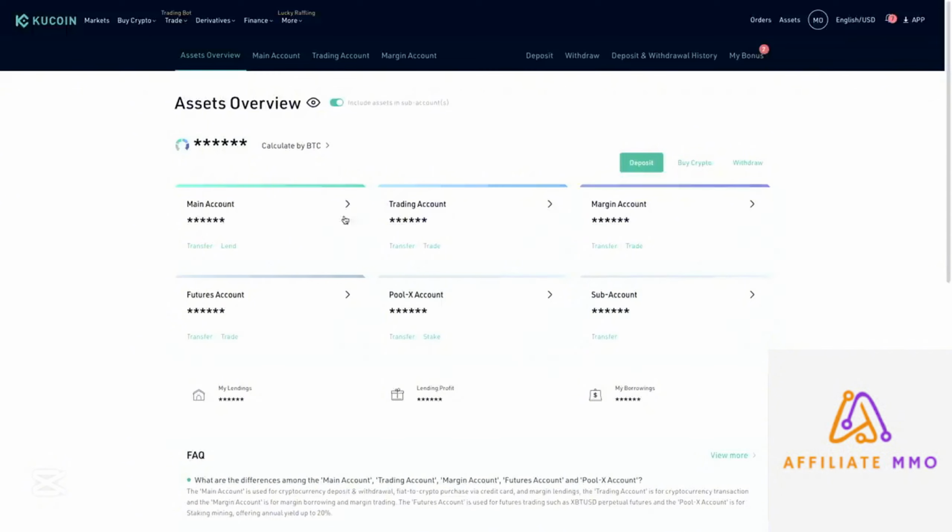You can see they have a main account and a trading account. If you want to trade cryptos, you have to get that into your trading account. If you want to deposit cryptos, then you have to deposit into your main account. Not really sure why, but that's how it happens.